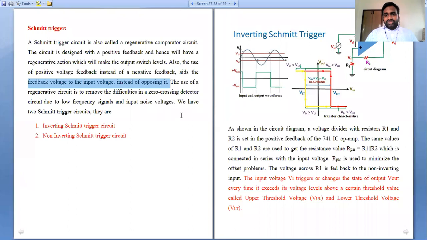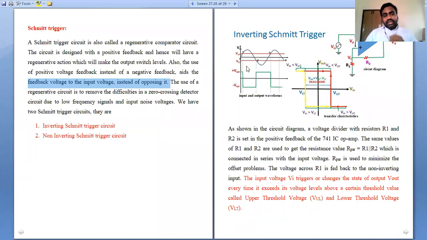Noise immunity will be improved in the Schmitt trigger, and even at low operating frequencies the Schmitt trigger is employable. There are two types of Schmitt trigger. The first one we explained is the inverting Schmitt trigger, where the input voltage is connected to the inverting terminal of the operational amplifier, and the reference signal is connected to the non-inverting terminal.